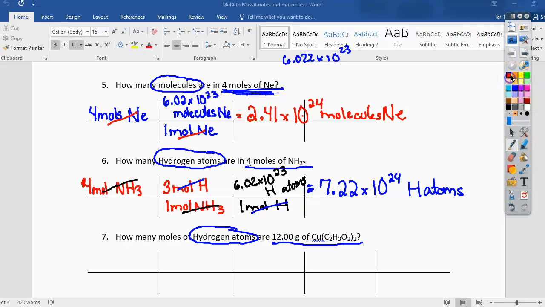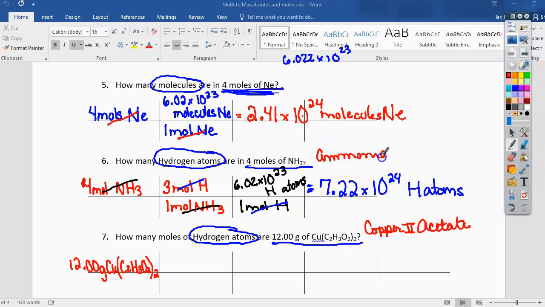Okay? Let's do the last one. We're given 12 grams of copper 2 acetate. That's the chemical formula for copper 2 acetate. Up here was ammonia, and this was neon. All right, so right off the bat, I know that I have to get grams out of there. So I know I'm going to have grams of copper 2 acetate on the bottom.